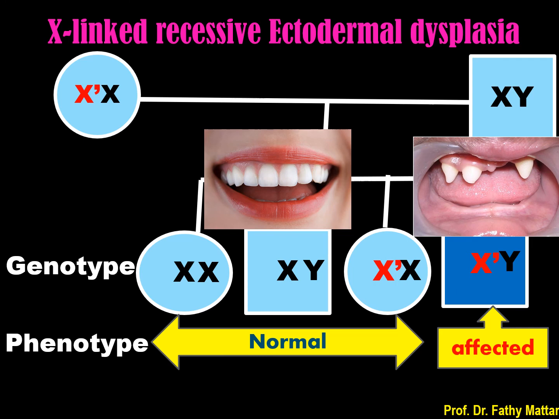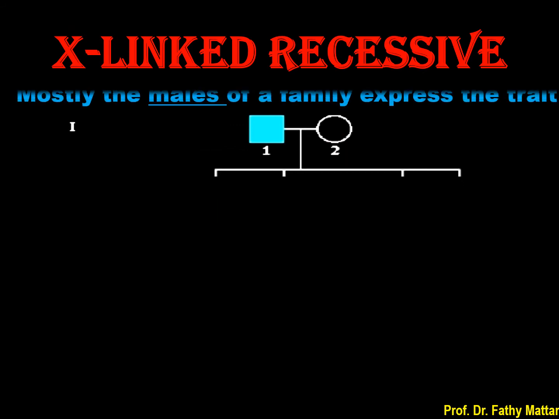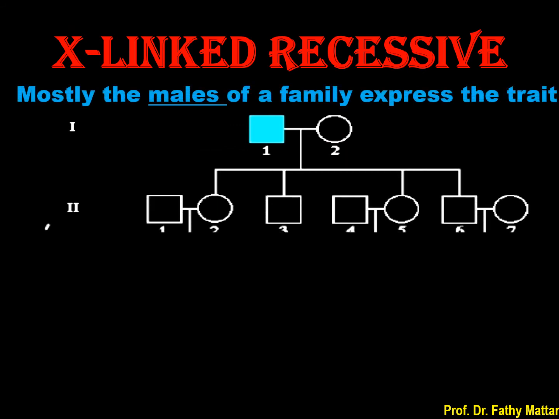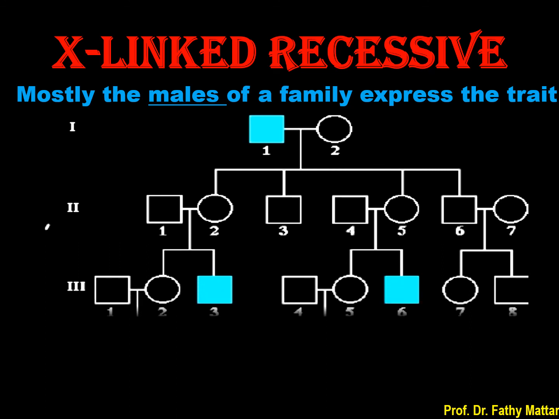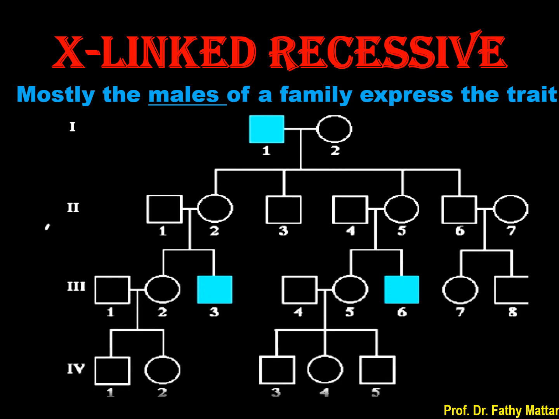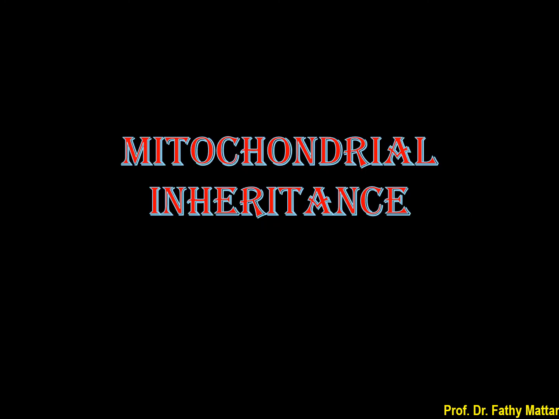And so we will find, although the phenotype of all of these is normal, this boy is affected. And you can expect that if we look at the pedigree of a family, we will find that the boys or the males are the only affected persons in this family. So this is X-linked recessive. Now, we said that the autosomes and sex chromosomes are found in the nucleus. And so what we have discussed before is the nuclear inheritance.